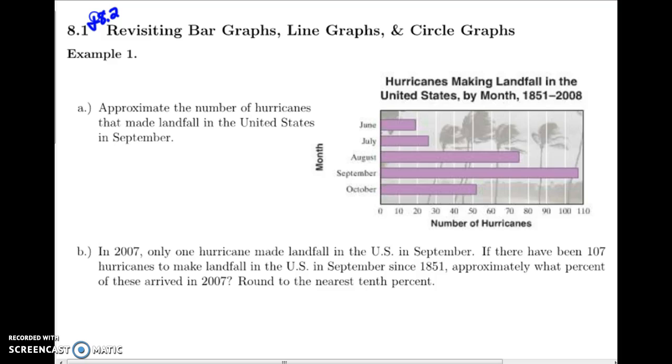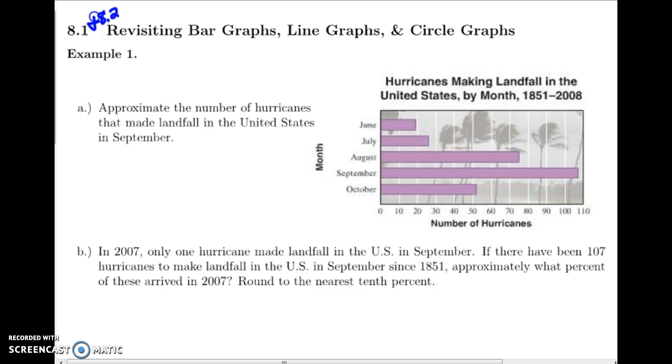So 8.1 and 8.2 was all this: bar graphs, line graphs, pie charts, all that business. Example 1, part A. Oh, by the way, if you didn't see in the email or the announcement, you should see this particular page attached to your email. And also, I'm going to try and attach it to the announcement on my MyLabs Plus.